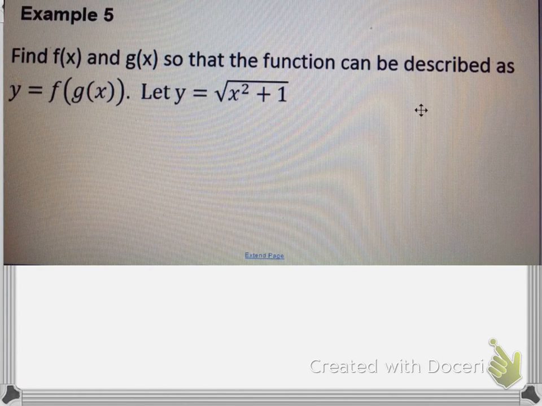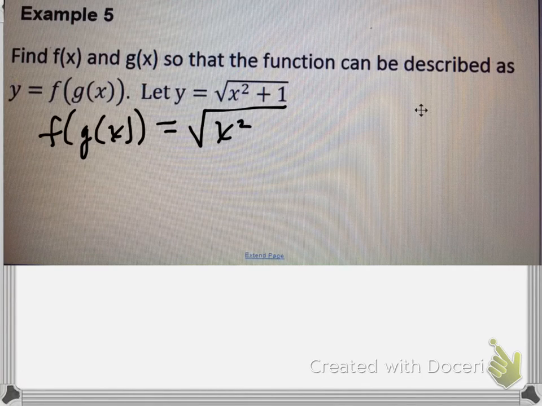In example 5 here, we want to find an f of x and a g of x so that the function can be described as y equals f of g of x. We're going to let y equal the square root of x squared plus 1. So what we can say here is that f of g of x equals y, and y equals the square root of x squared plus 1.